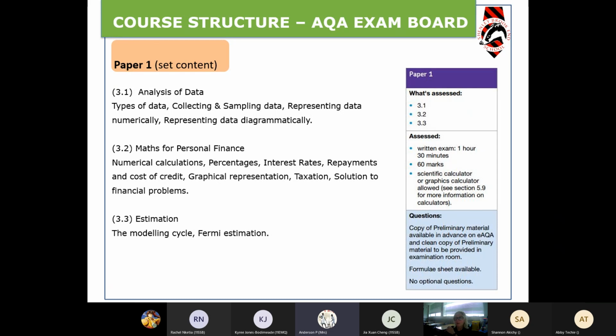Often there's a question about looking at data. So it might be comparing, I don't know, how students do in maths and English across the world, and asking you to look at the graphical representations and make statements based on those. You do get a formula sheet in the exam, and there are no optional questions. So every question in paper 1 is compulsory.